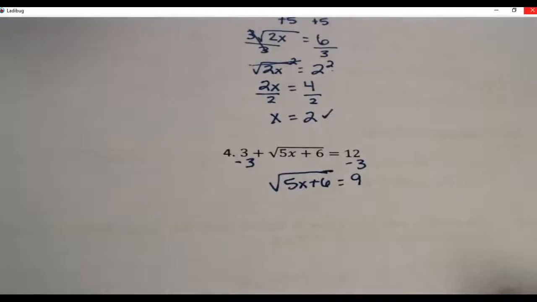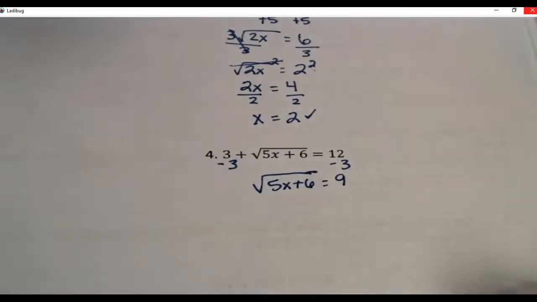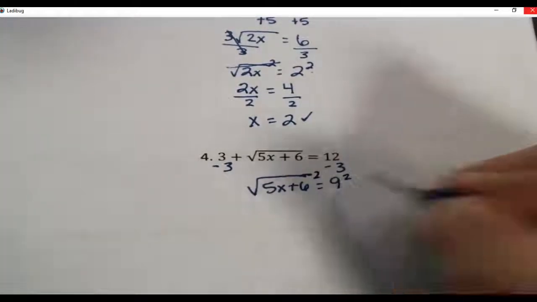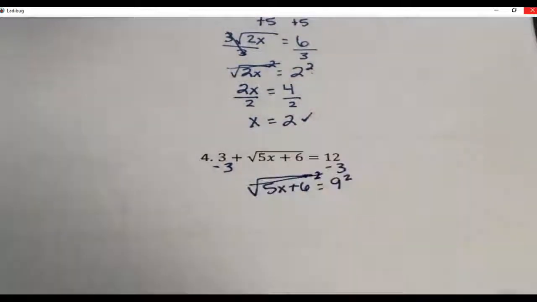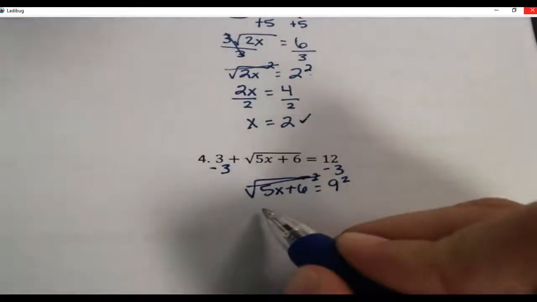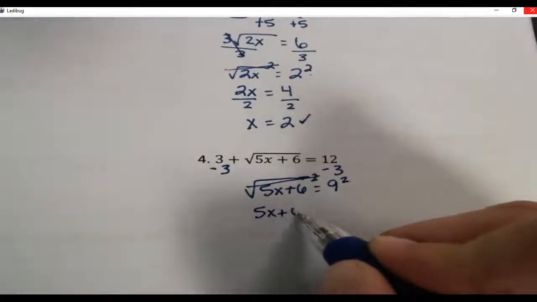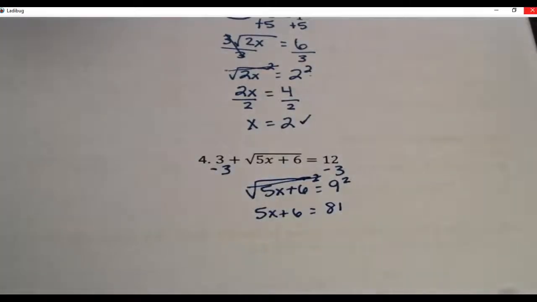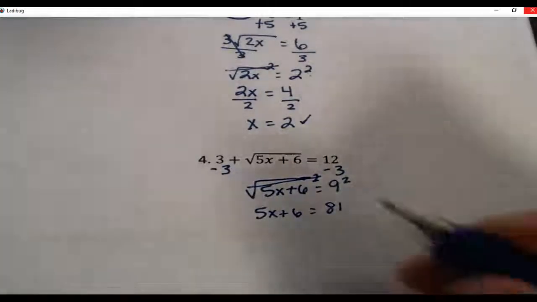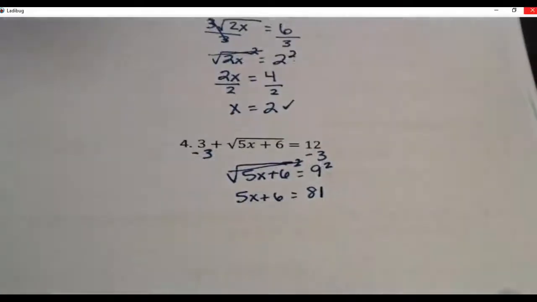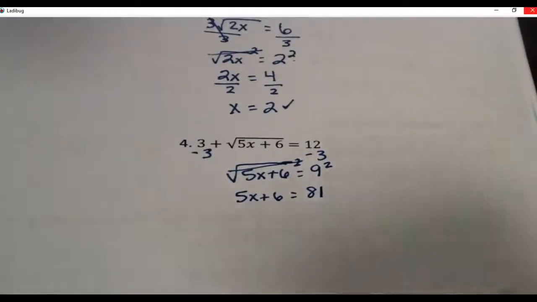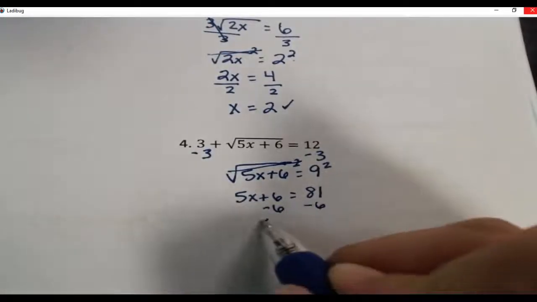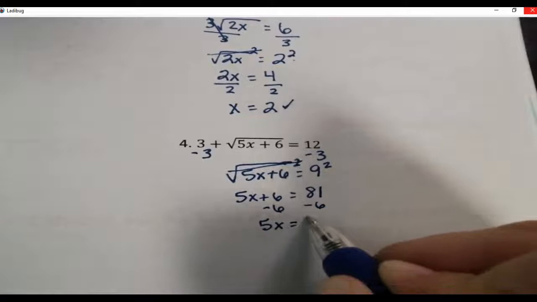Then what? Good. So we get rid of that square root, so we square both sides. Cancels that out. So 5x plus 6 equals 81. Good. So now we want to solve for x just like a regular old equation. So subtract 6. Good.